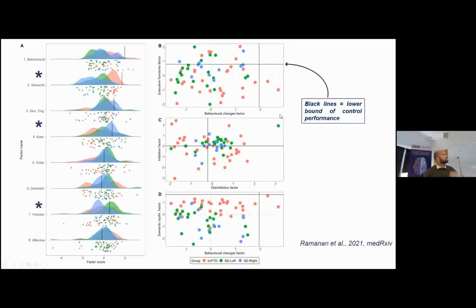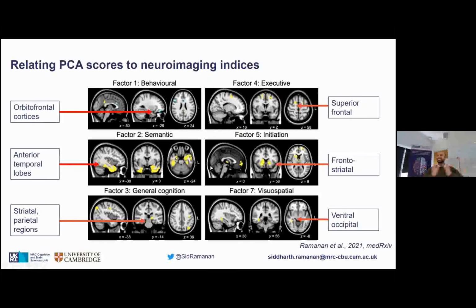Another way to see this is through these scatter plots. Again, individuals who are closer to these black lines are ones who are performing closer to the control lower bound of performance. I'd like to direct you to this last plot, where we plot behavioral changes against semantic dysfunction. It's really interesting because now you have individuals who are better on behavioral factors. Okay, running out of time, so sorry. Then we can plug this back into the imaging as well.